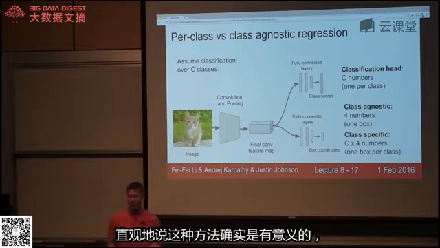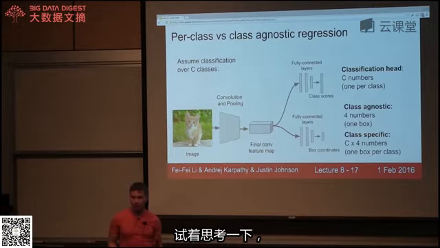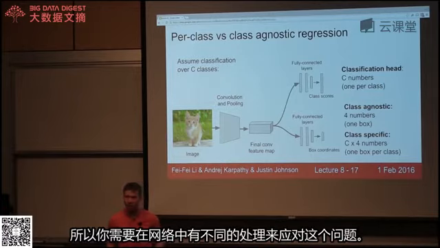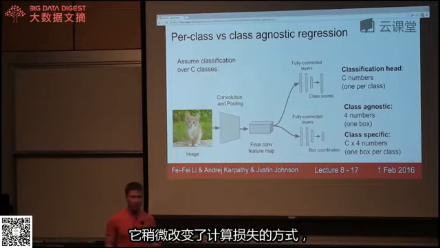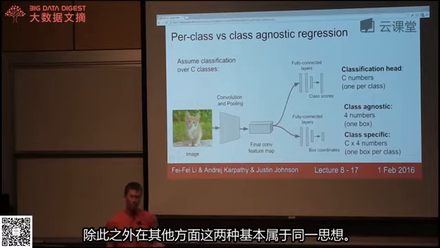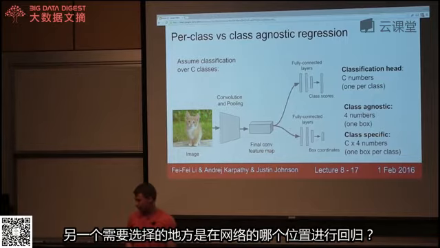But intuitively, it makes sense that the way you might localize a cat could be a little different than the way you localize a train. So maybe you want different parts of your network responsible for those things. Then it's pretty easy: it changes the way you compute loss a little bit. You compute loss only using the box for the ground truth class. But other than that, still basically the same idea.